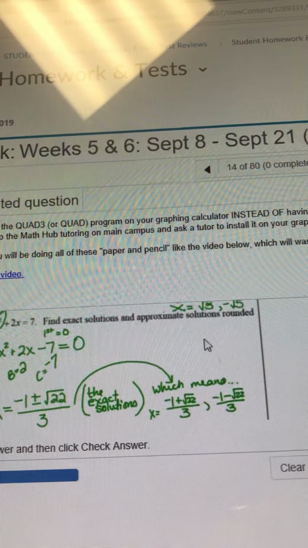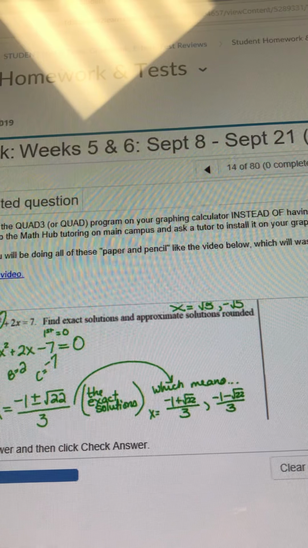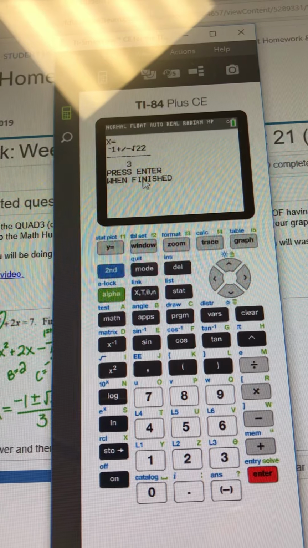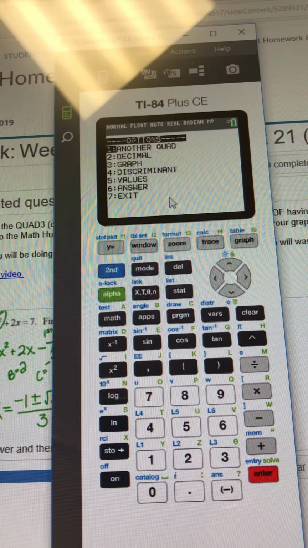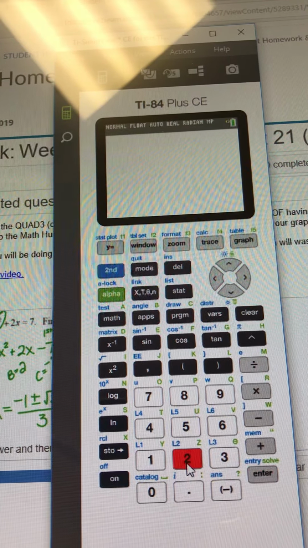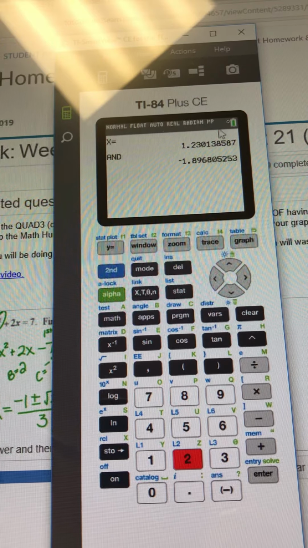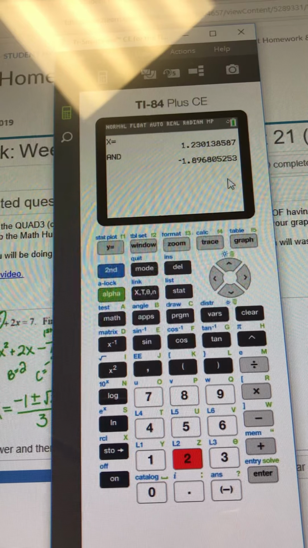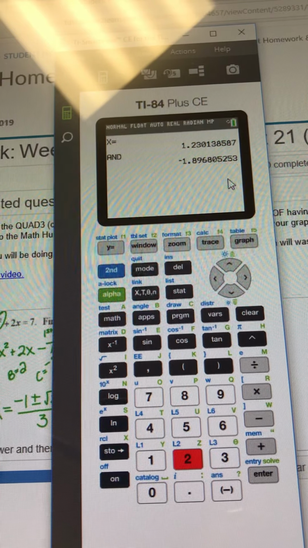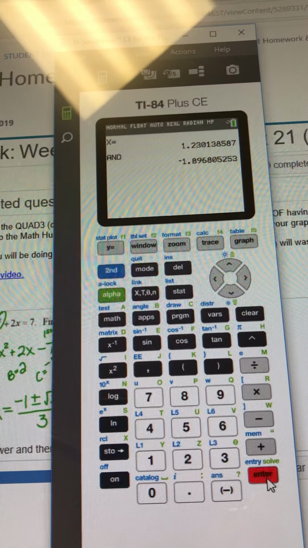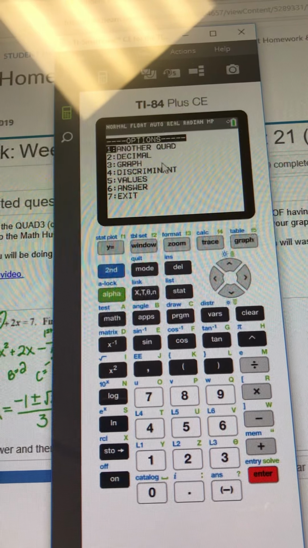Now we want approximate solutions rounded to 3 decimal places. Well, again, if you're using quad 3, okay, it says press enter when finished. And we go back to the menu, and number 2 says decimal. So if we pick number 2, it's going to actually work those out for us, give us these decimals, and then we can round them off to the 3 places. And after you had that written down, you'd press enter to go back over here.